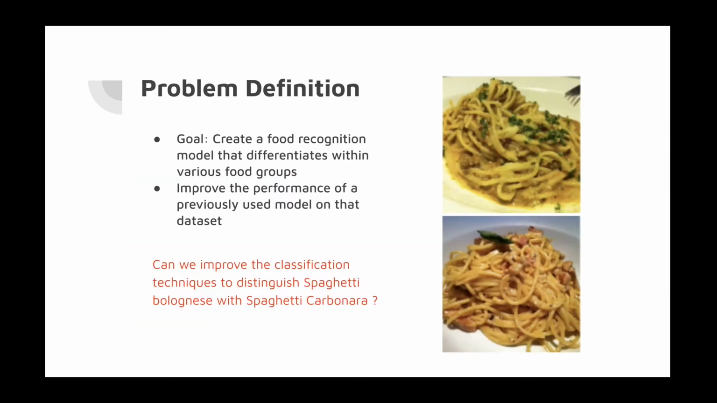Basically, the motivation behind this project is to create a food recognition model that does a better job differentiating within various food groups. For example, the pre-trained model had difficulty distinguishing spaghetti bolognese from spaghetti carbonara, like we've shown on the slide. And we would like to modify and improve the classification techniques to resolve this problem.